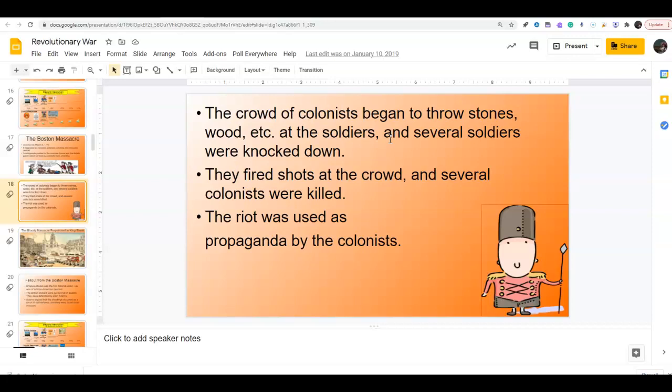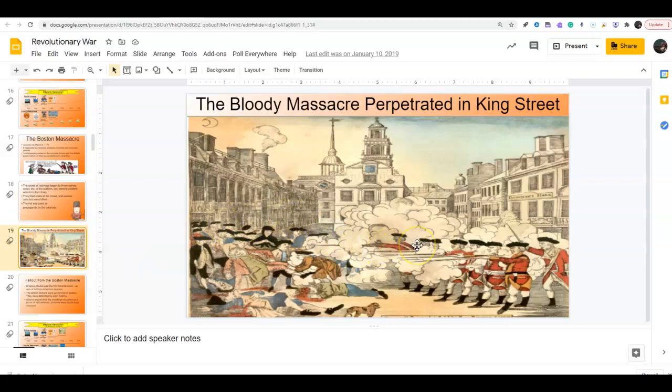This isn't much different than today when we have riots, like the Capitol riot, where people use things as propaganda and try to get people on one side or the other. So they use this image here, and obviously this isn't an actual depiction of what happened, but they put it out in all the newspapers to try to swing people's decisions or viewpoints in their direction.